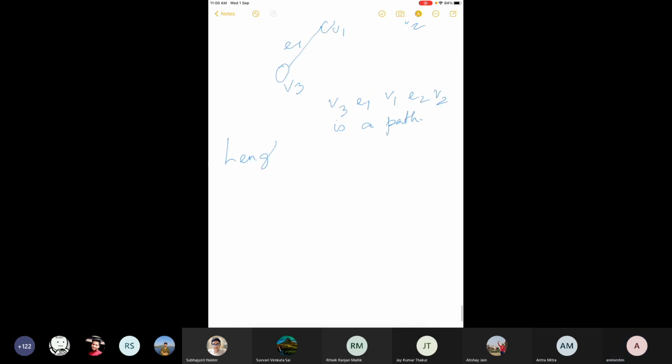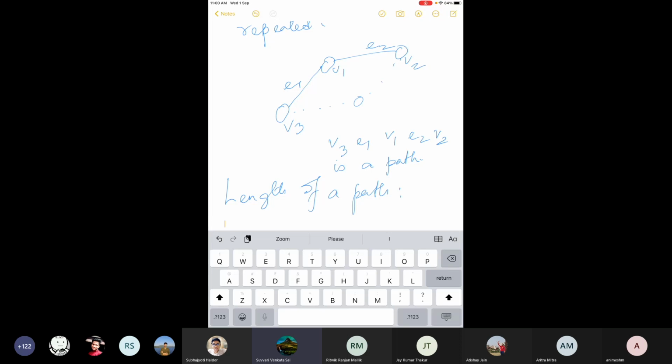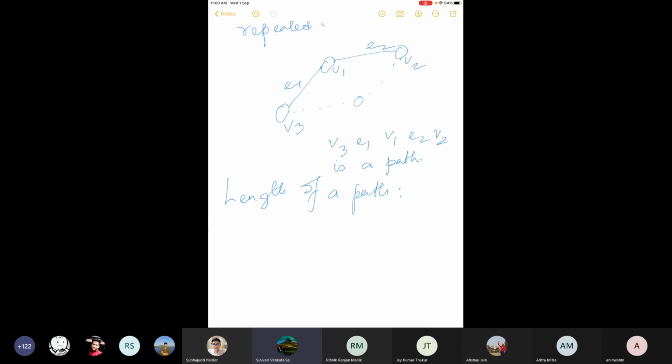Length of a path. Do we need to mention E1? If we are going to V1, then we can only go through E1, so what is the necessity? Yes, it is of course necessary. Imagine that there is another node like this, and there are other edges. Like in this case, it is fine. I don't understand your question.